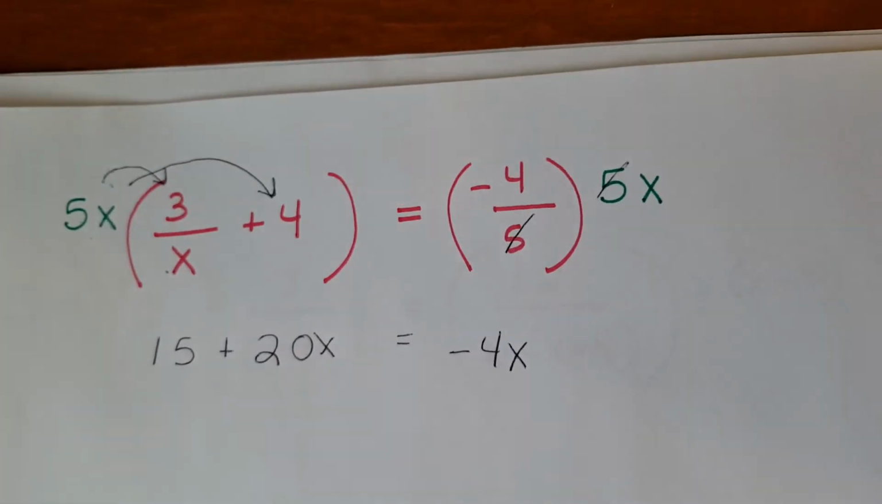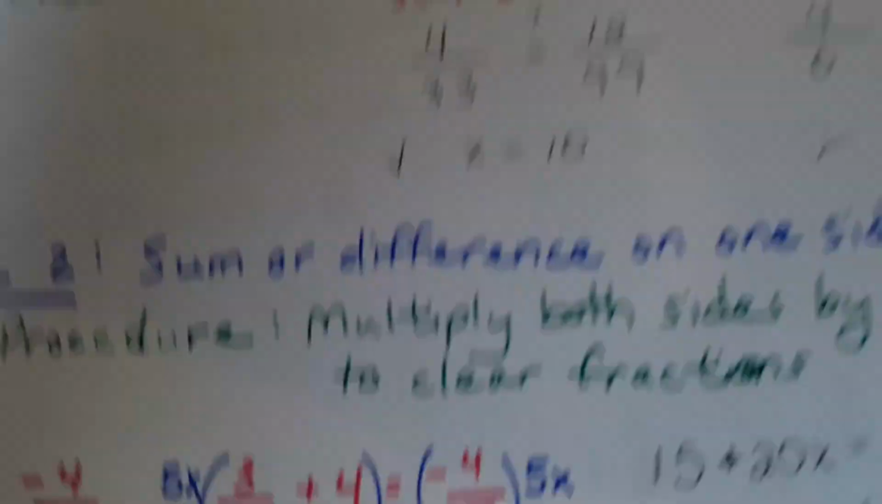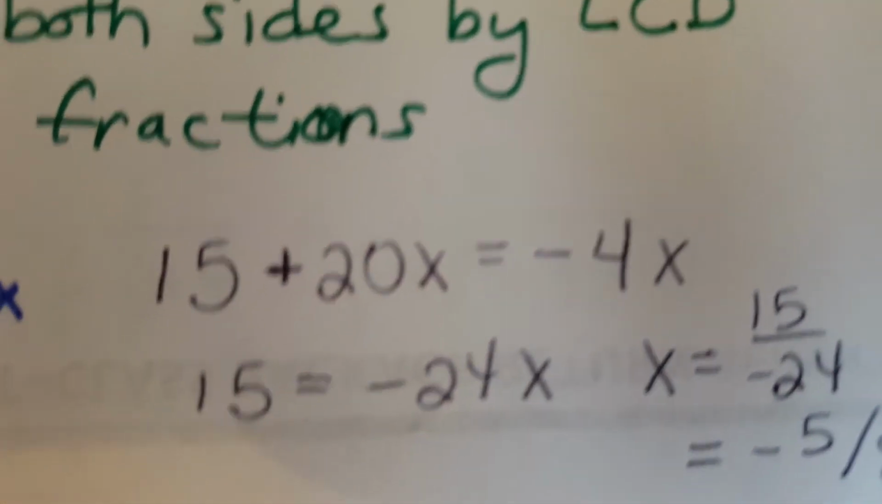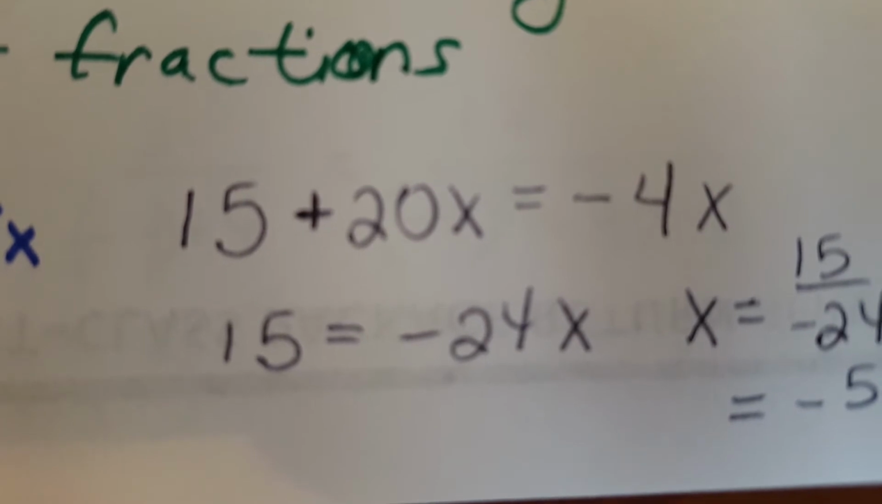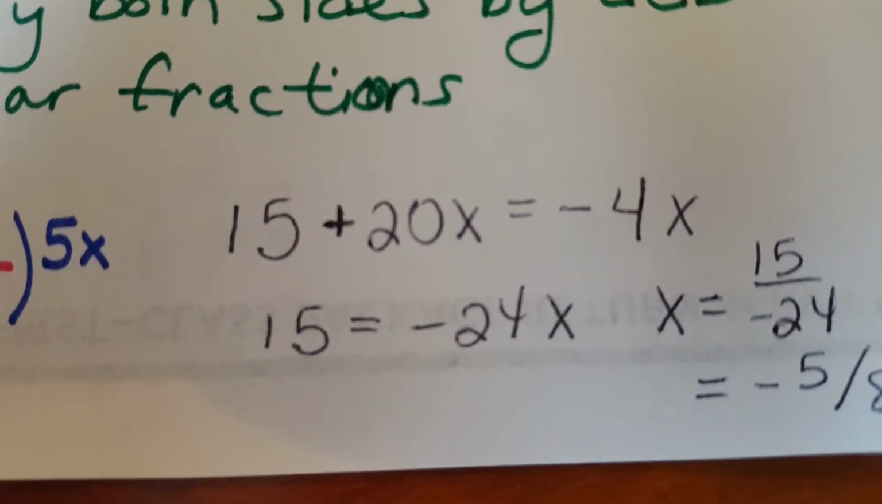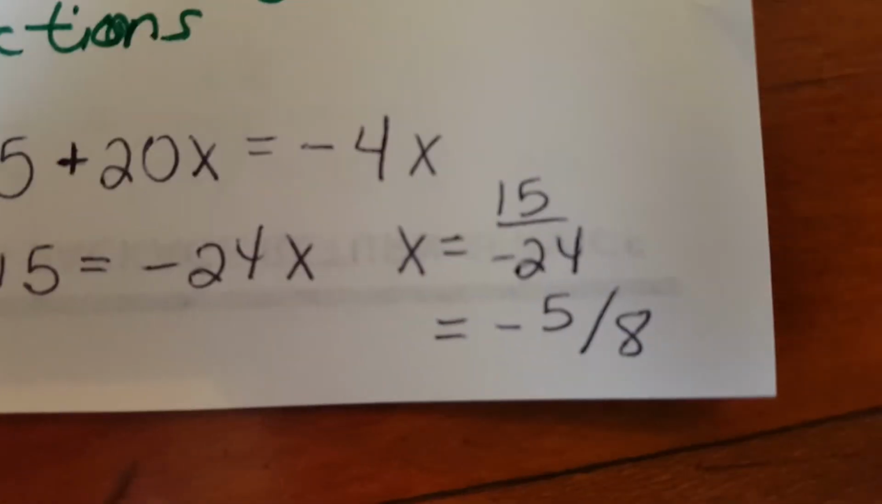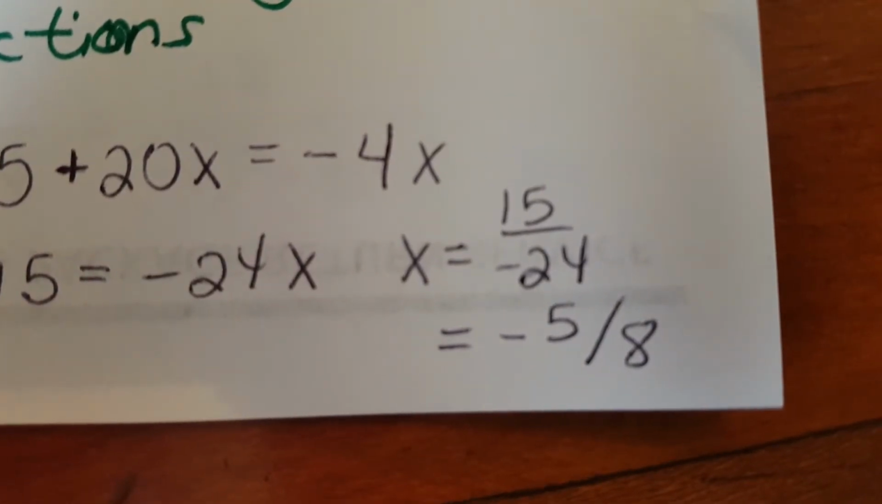Okay, now I'm going to go back to my other paper. Okay, so there is that 5 plus 20x equals negative 4x. You're going to subtract 20x on both sides so that it goes over to the right side. You get negative 24x, divide, and simplify. Okay, moving right along.